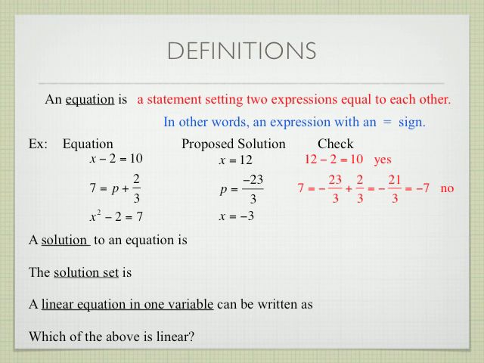For the next one, 7 equals negative 23/3 plus 2/3. Well, that's negative 21/3. That's negative 7. Close, but no cigar. That's not a solution. Okay, next we'll put in negative 3.